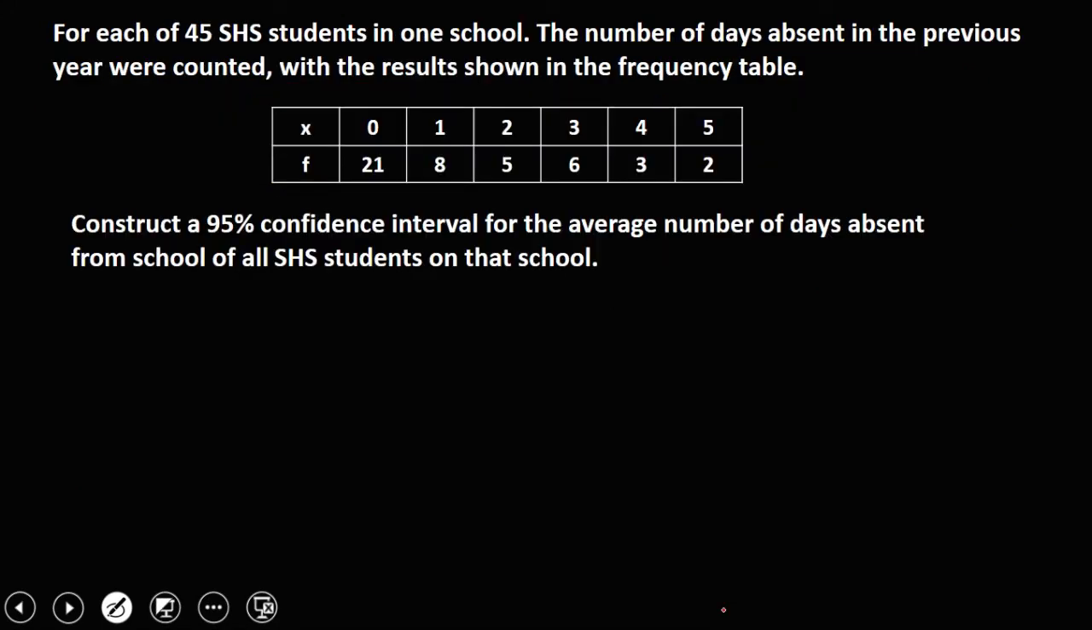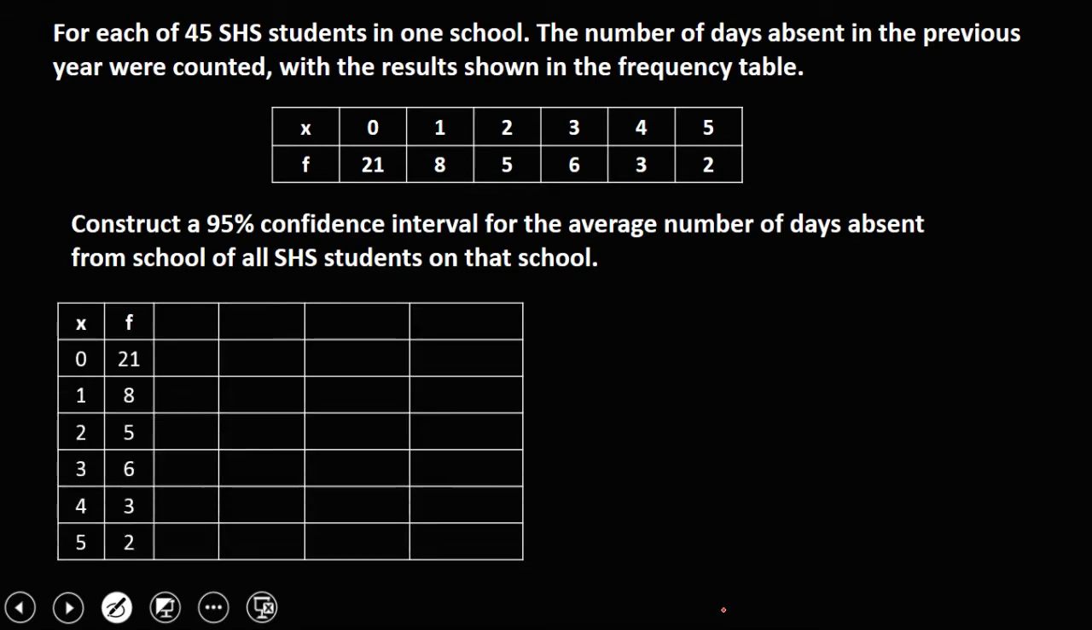Then for this problem, since the given is a frequency table, we need to solve first for the mean and the standard deviation. In this case, we're going to use a table for us to understand the distribution. First, to solve for the mean, we need to find the value of fx. So fx is the product of x and f. That's 0 times 21, that's 0. 1 times 8, that's 8. 2 times 5, that's 10. Then 3 times 6, that's 18.